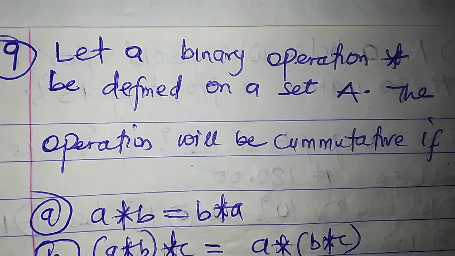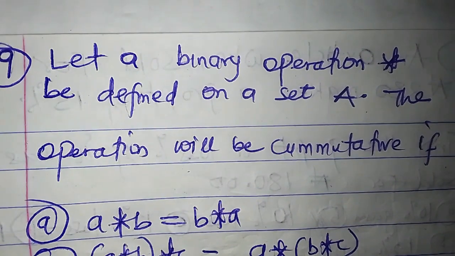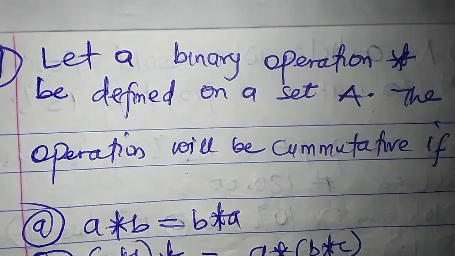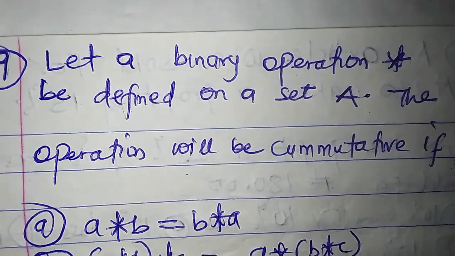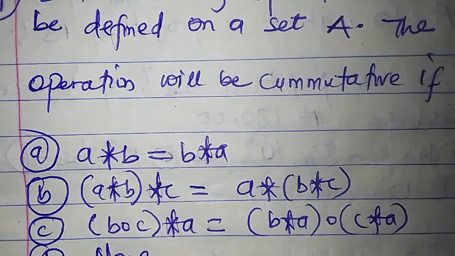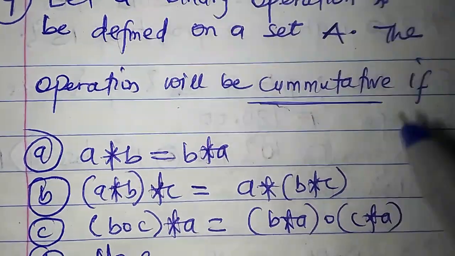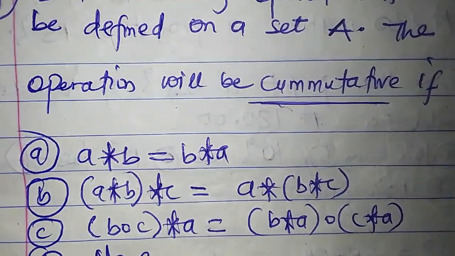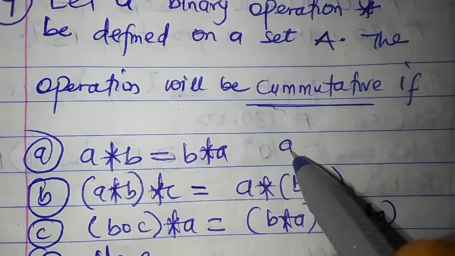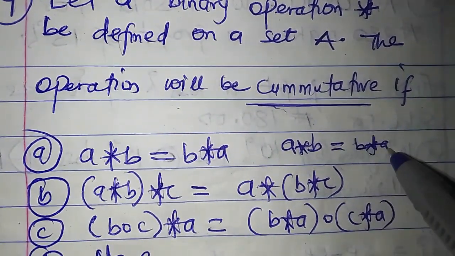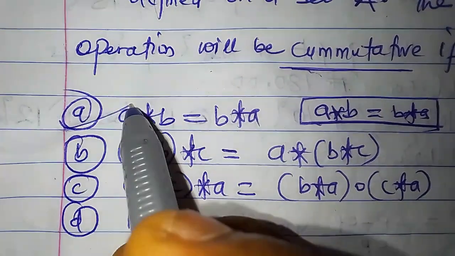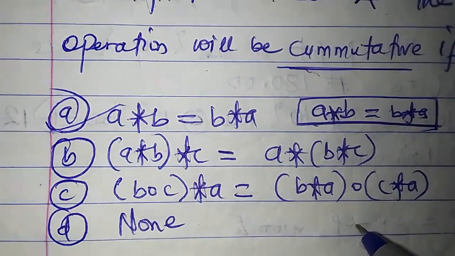Question 9 says, let a binary operation be defined on a set A. The operation will be commutative if, for commutativity of a binary operation, we have it that A operation B is equal to B operation A. So option A is the correct option.